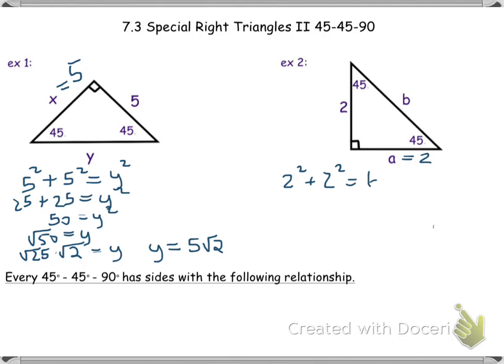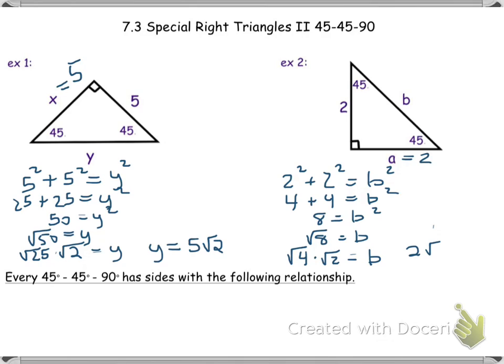We know the other leg across from 45 will also be 2. So 2 squared plus 2 squared equals b squared. If we solve for b, we get radical 4 times radical 2, which simplifies to 2 radical 2. Okay, but here's the important part.